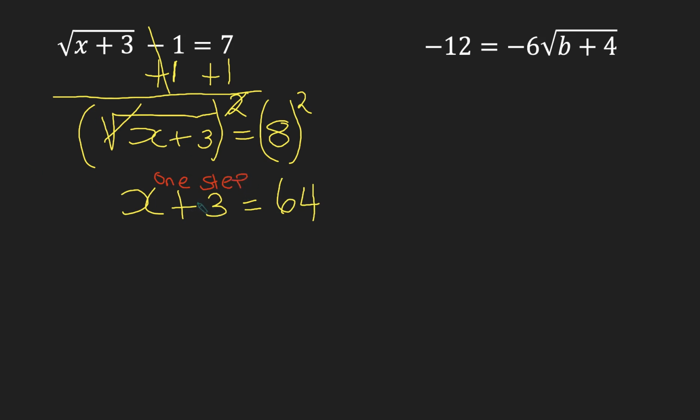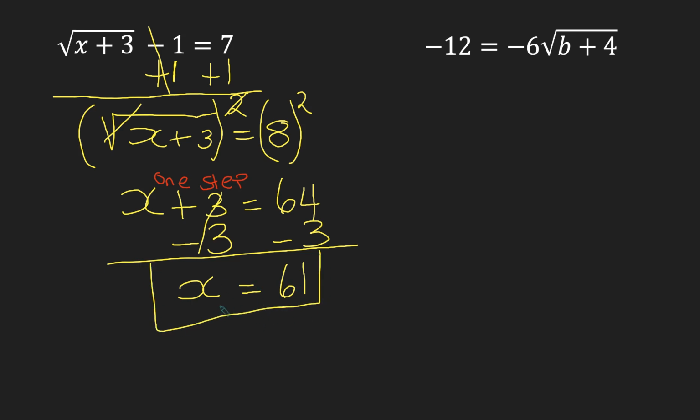Because if you're solving for the x, the only number connected to it is a 3 by addition. So if we do the opposite, we're going to have to subtract 3 from both sides. The x is isolated. 64 take away 3 is 61. And I'm finished. There's my answer. x equals 61.